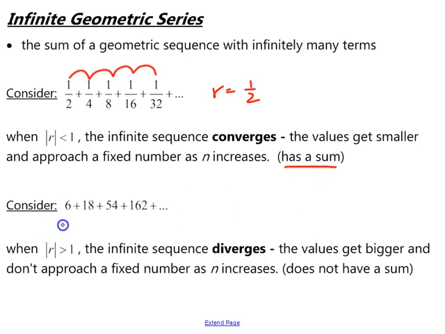Now, if you consider the second series, r, as we get to the next term, is equal to 3. When the absolute value of the common ratio is greater than 1, the infinite sequence diverges. That means the values are getting bigger and they don't approach a fixed number. That means our sum is just going to get bigger and bigger and bigger. So we say that this series does not have a sum.